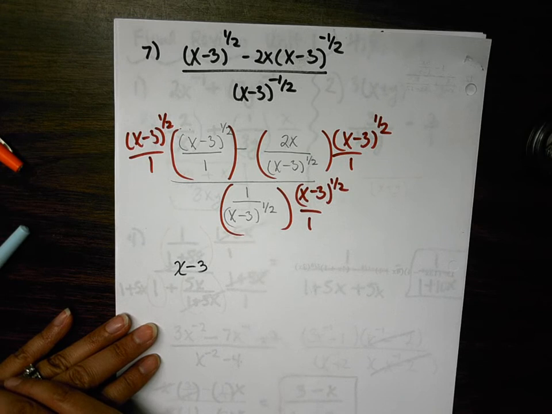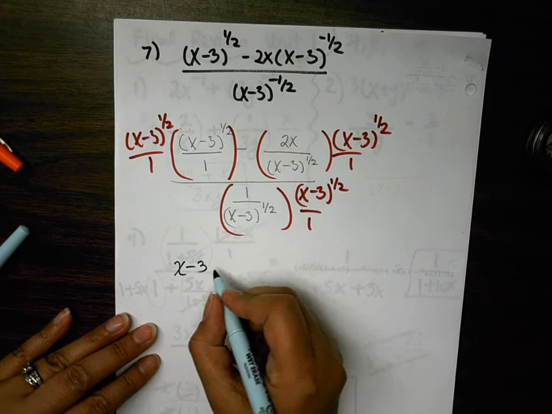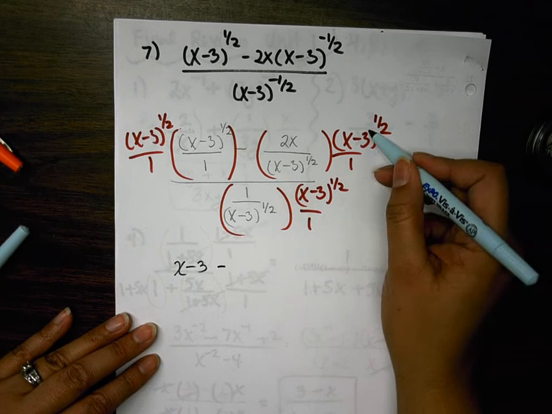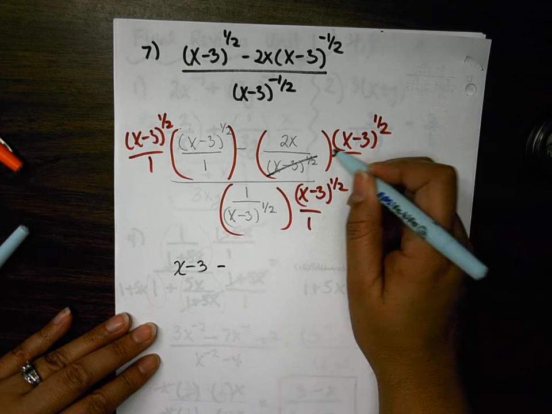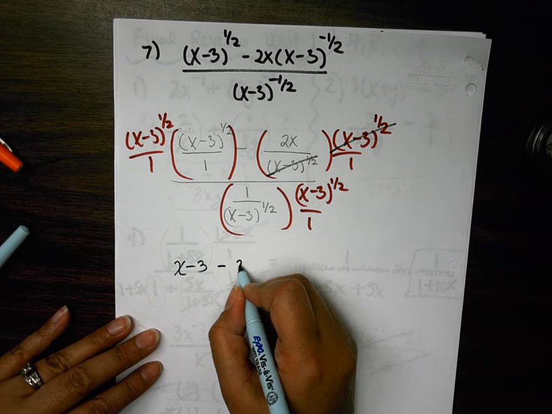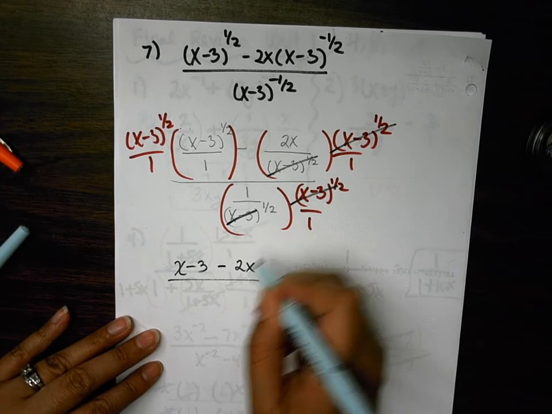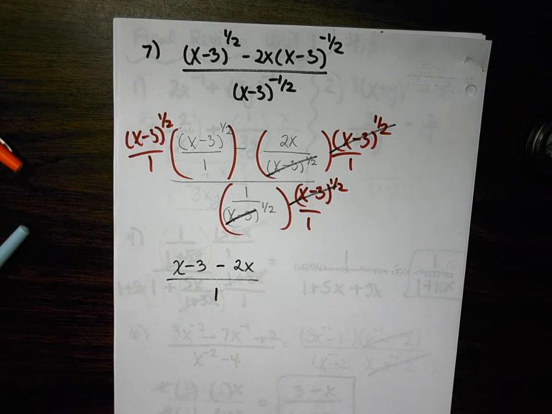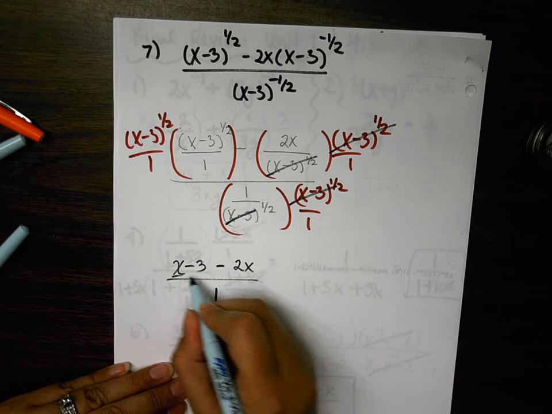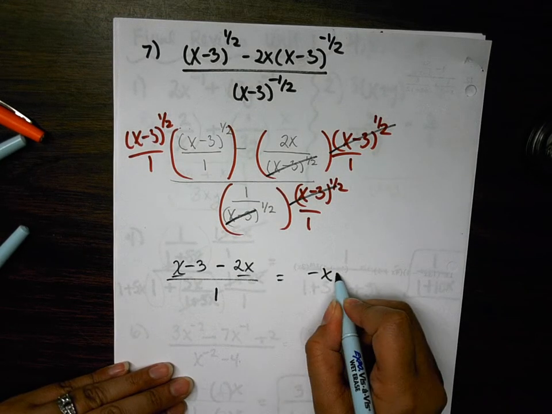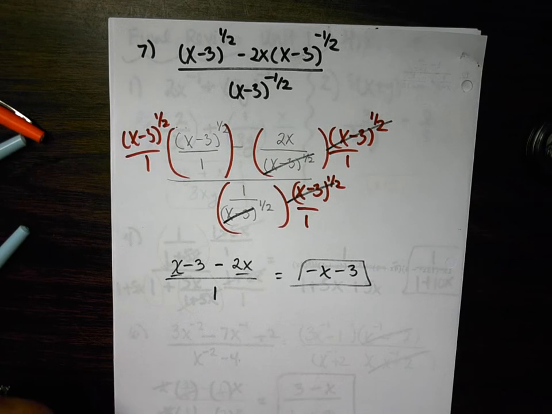Do you guys agree with that? X minus 3 raised to what power? 1. Do I have to write to the power of 1? Okay, minus, what reduces here? Everything. What does that leave me with? All over, does everything reduce here as well? Leaves me with 1. You now have like terms. What are your like terms? So what does that give you? Negative x minus 3.